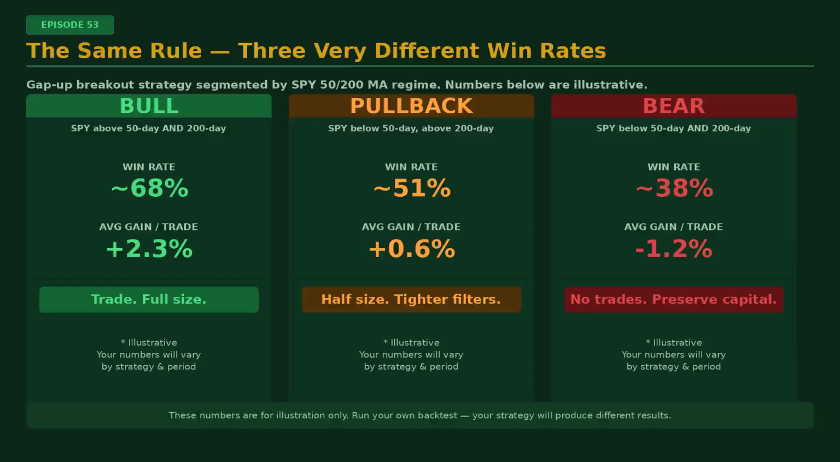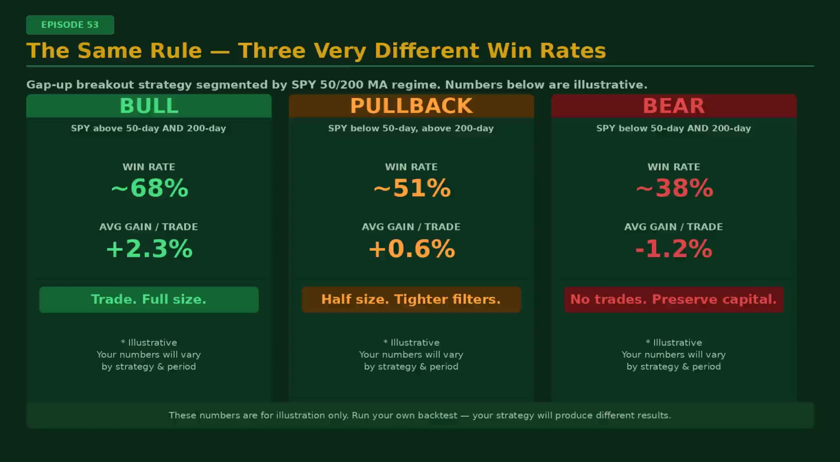And I want to be upfront about something first. The win rates I'm about to show you are illustrative. They show the pattern you would expect to see if you ran a gap-up breakout strategy segmented by regime. Roughly 68% win rate in bull markets, 51% in pullbacks, 38% in bear markets.